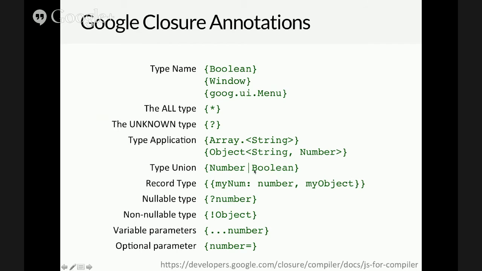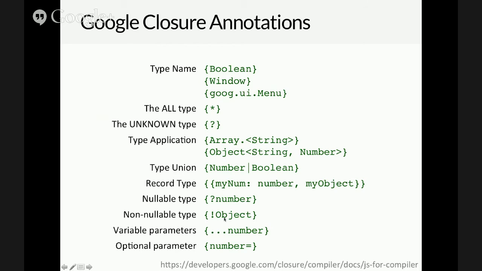There's a type union, which means this type is either a number or a Boolean, or this argument is a number or Boolean. There's a record type, which says this is an object that has a myNum property that is a number, and a myObject property that has a type not specified. You can say an argument is nullable, so you can pass in either a number, it should be capital N, Number, or null.